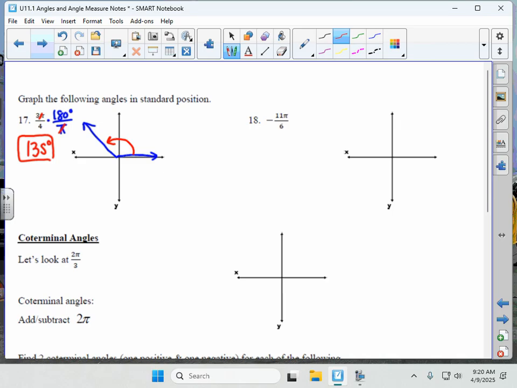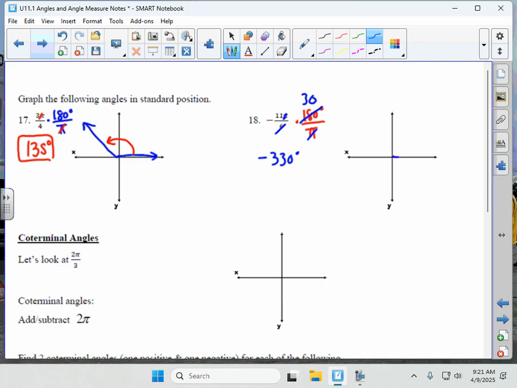Negative 11 pi over 6. Again, let's just convert it into degrees. We're going to multiply it by 180 degrees over pi again. So let's cancel those pi's out. 6 can go into 180 30 times, and negative 11 times 30 is negative 330 degrees. So we're going to graph negative 330 degrees, which is the same as negative 11 pi over 6.